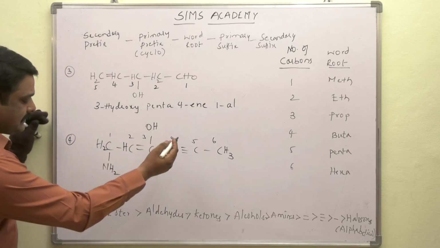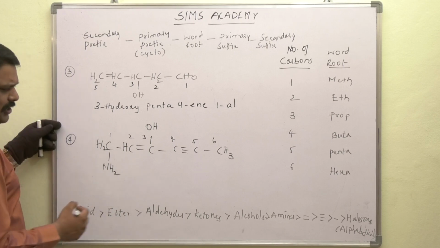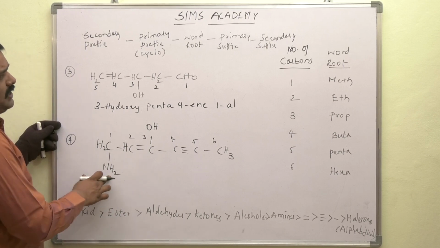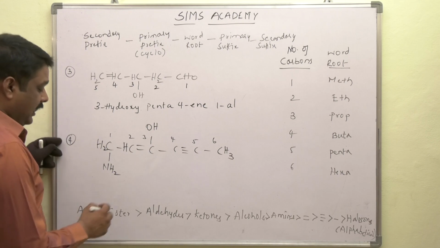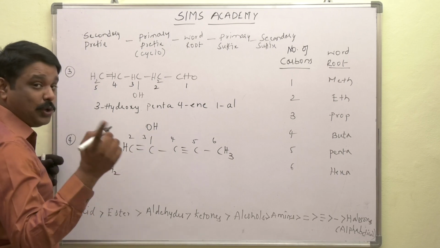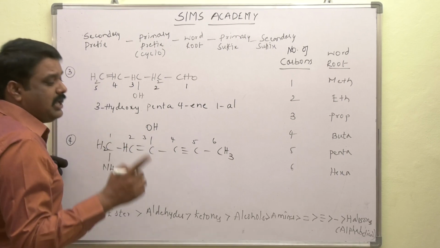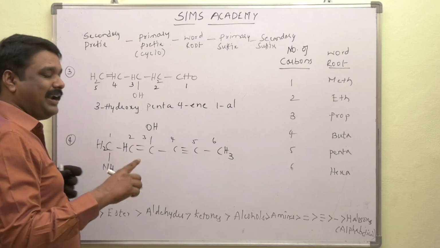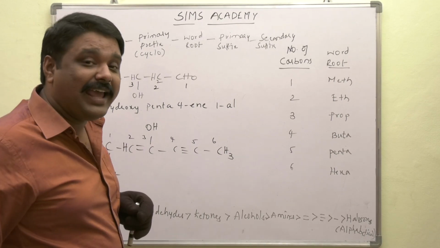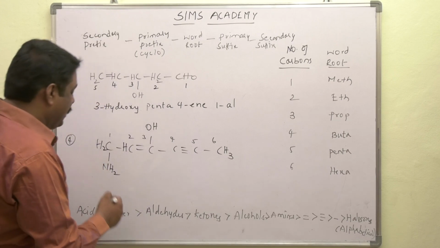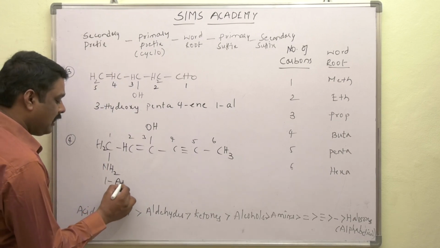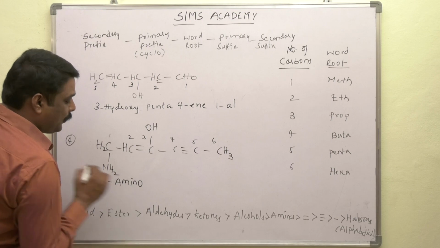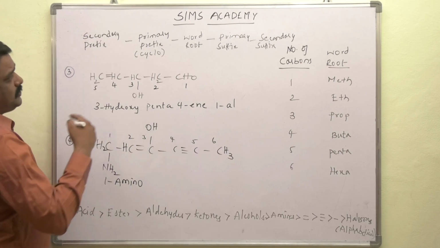Hence, now coming to the substituent, here NH2 acts as the substituent. NH2 in the sense amino. When we write it as prefix, we mention it as amino. When we write it as suffix, we mention it as amine. Okay, 1-amino. Only one substituent.